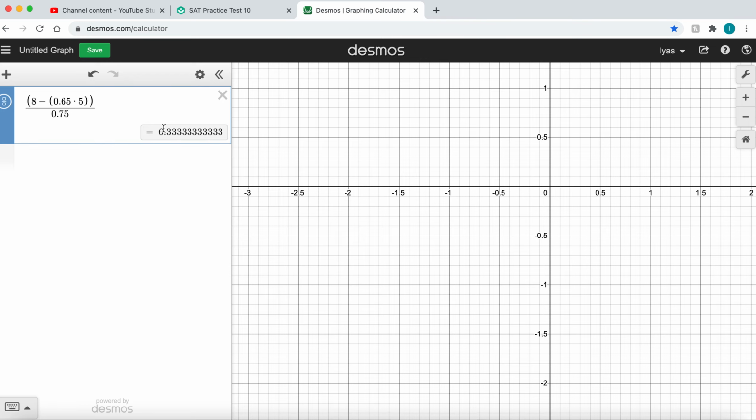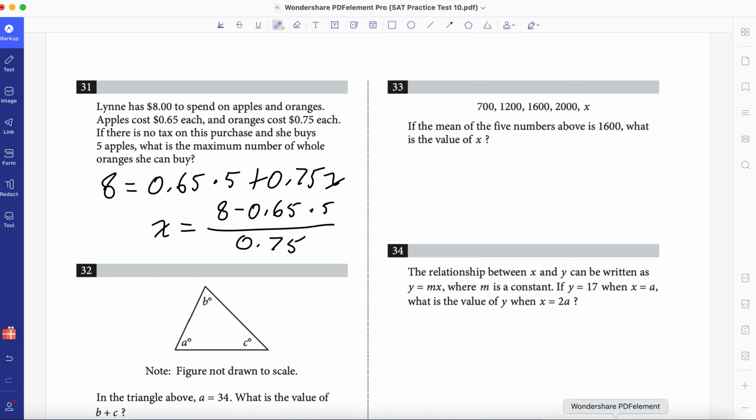We get 6.333, but she can't buy a third of an orange. So to the closest number, she can buy a maximum of... not 8. She can buy 6 oranges. So for this one, the answer here is 6 oranges.